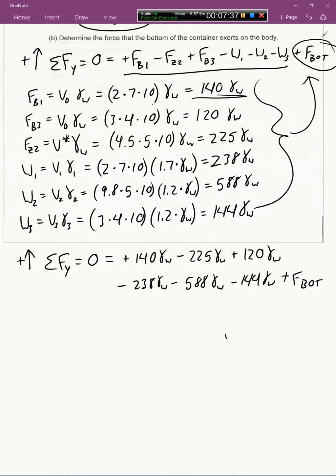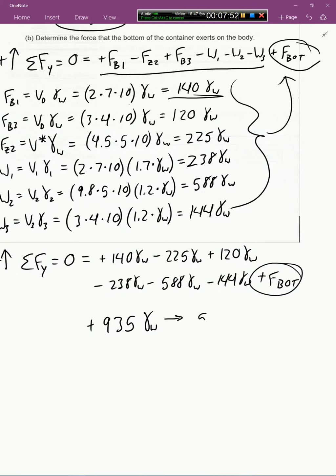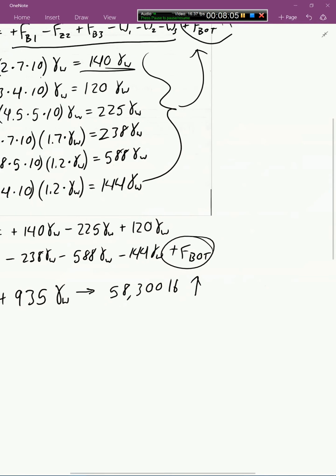Now, if you solve for F-bot in this equation, you will eventually come out with plus 935 gamma water, which is equal to 58,300 pounds of force upward, because that acts upward onto this body, and that is the force F-bot.